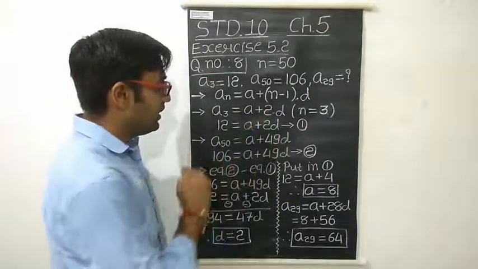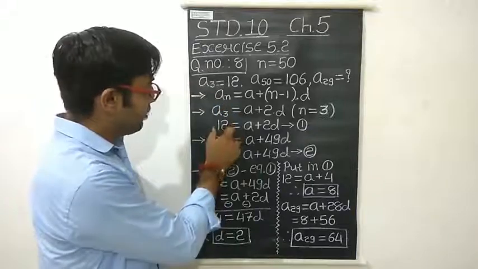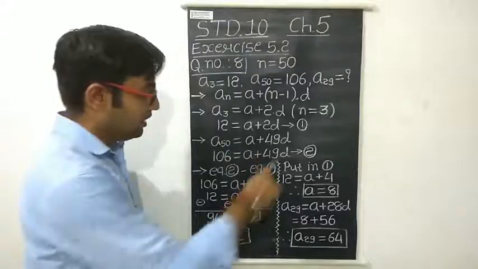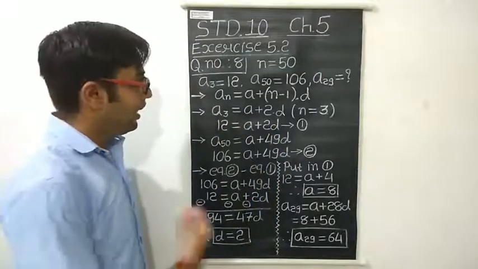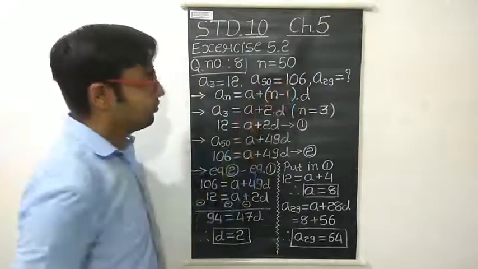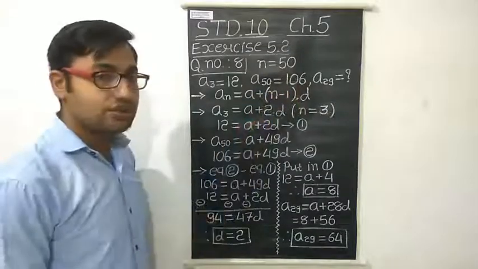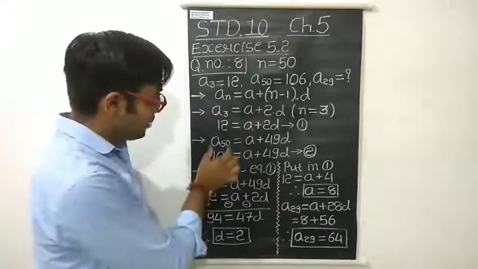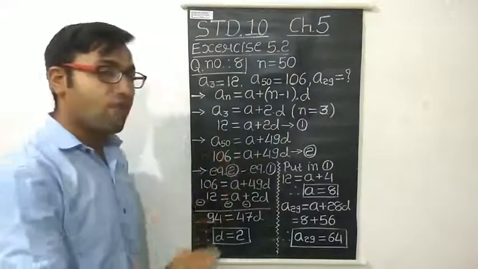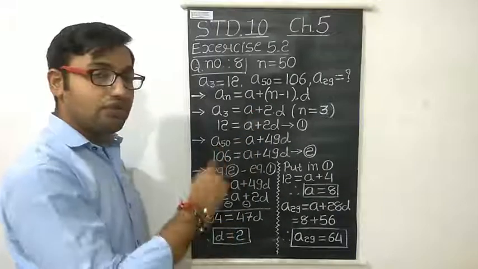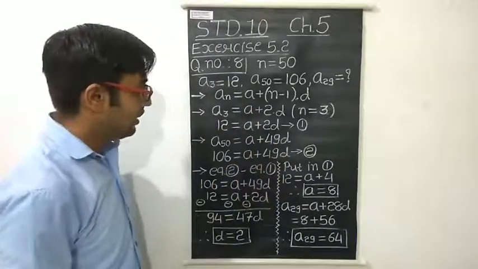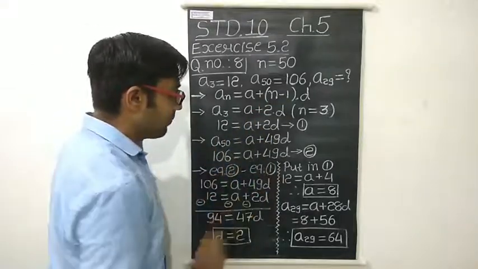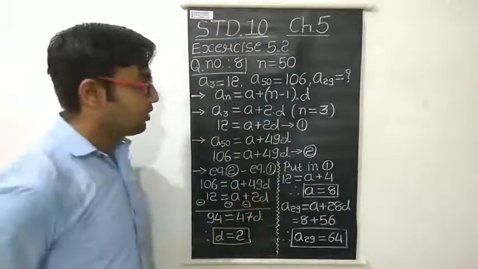Now we do not have a and d, but we have the value of a3. Put a3 equal to 12. We get 12 is equal to a plus 2d. Call it equation number 1. Now the 50th term is also given. The value of the 50th term is 106. So again apply the formula for the 50th term. a50 is equal to a plus 49d, because n minus 1 is 50 minus 1, which is 49. Now put the value of a50, that is 106: 106 is equal to a plus 49d. Call it equation number 2.